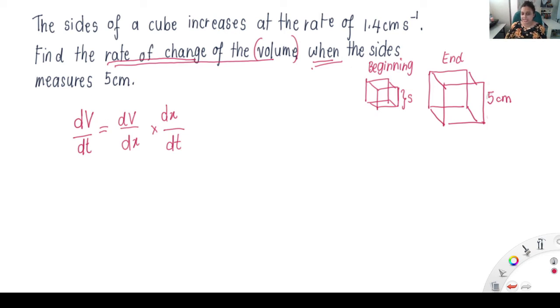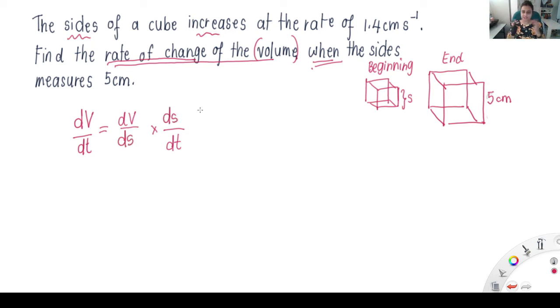I don't know what exactly you think, but it's a no because, listen carefully, this volume is changing because of the sides, isn't it? Because the side is increasing. Since the side is increasing, the change is happening because of the side. So this is going to be dS.